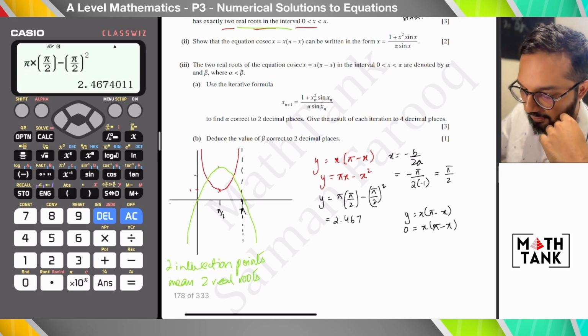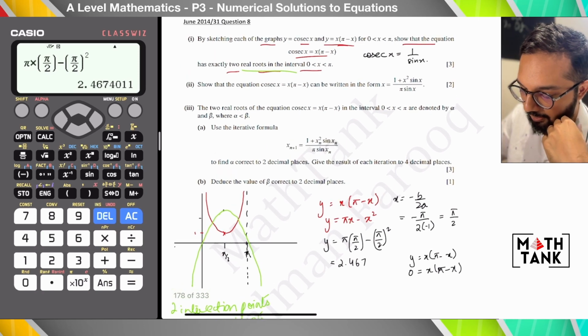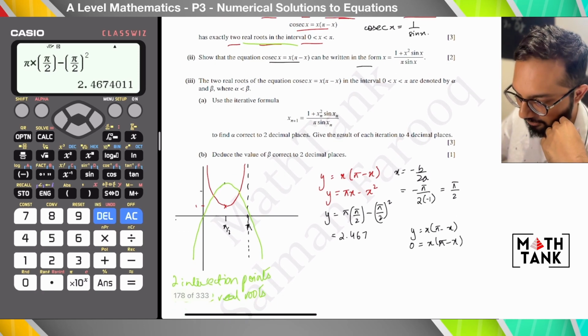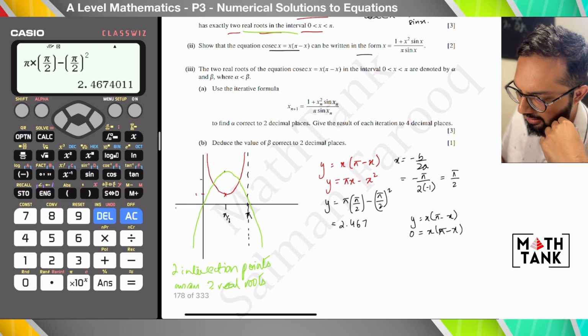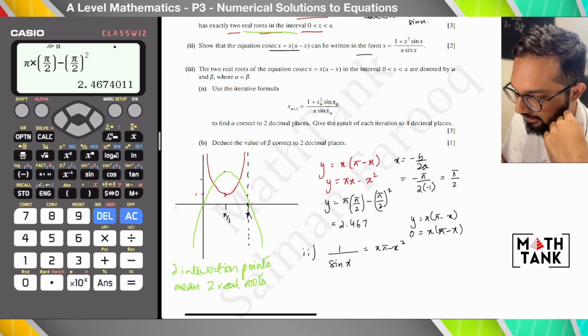Now for the second part of the question, it says show that the equation this can be written in the form that. I think that's an easy question on trigonometry. I just need to convert everything to sine x. I'm going to multiply that, and I'm going to open this bracket up as well. X(pi minus x) squared.